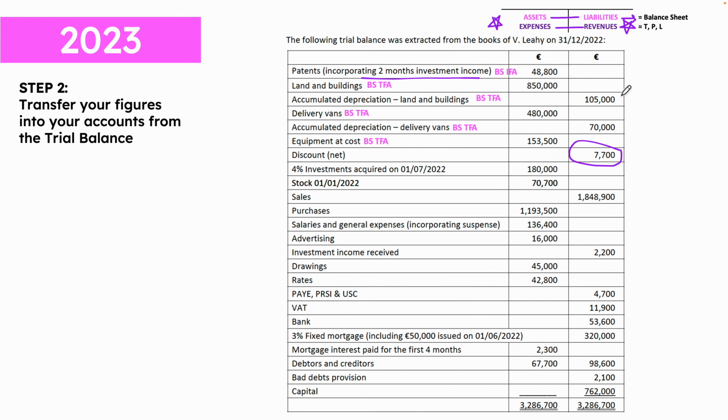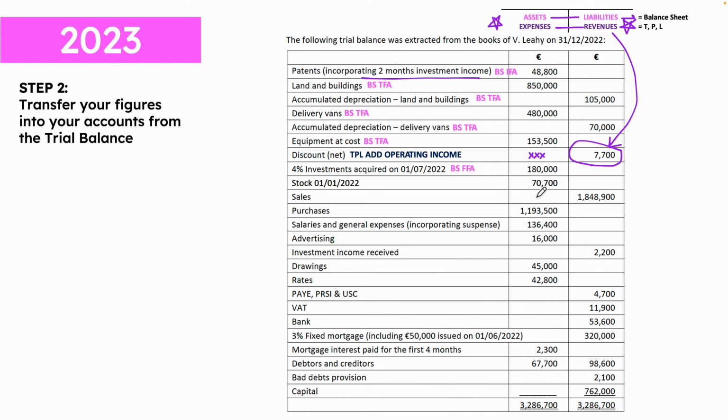Discount on the credit side, that is a revenue, so that is discount received. If it was on the debit side, it would be discount allowed, because that would be an expense. But because it's on the revenue side, it is discount received. So that is going to go into TPL add operating income. 4% investments, they're going to go into the financial fixed assets.